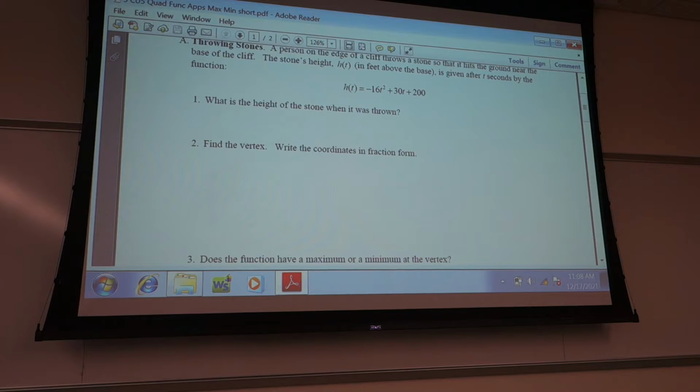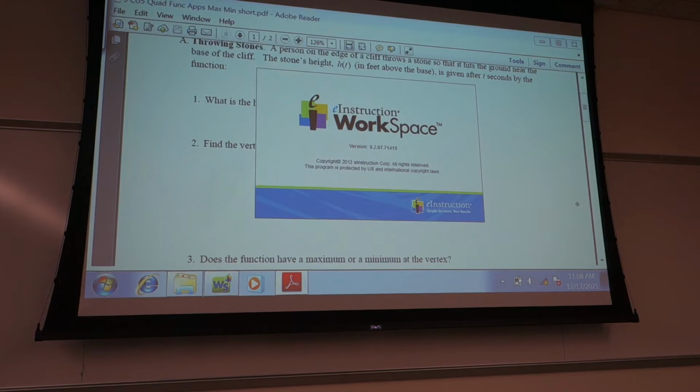Is that one? h of t is equal to negative 16t squared plus 30t plus 200. If it feels better, you can call it f of x, or y. And you can call the t's x's, that's totally fine.